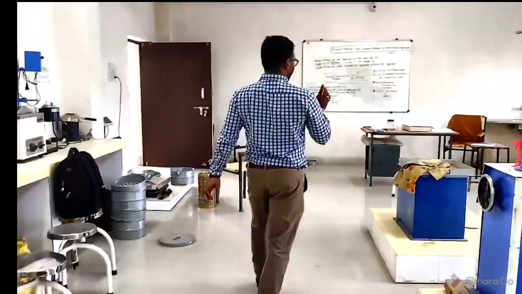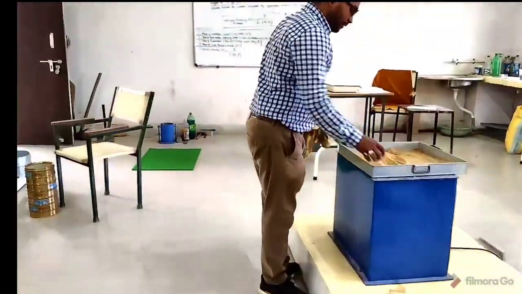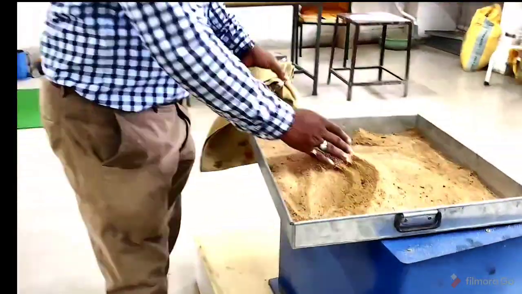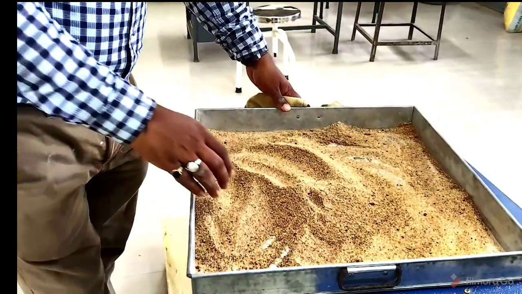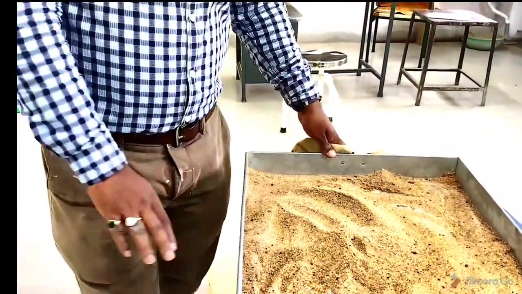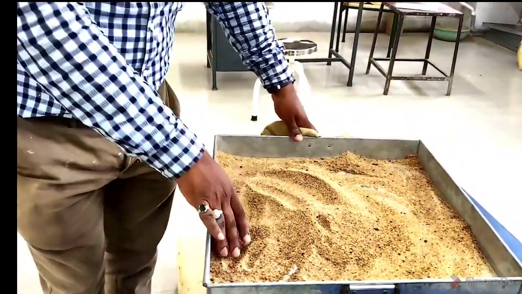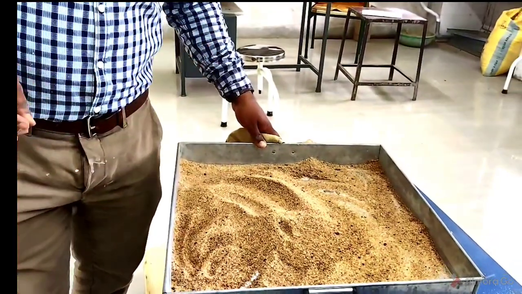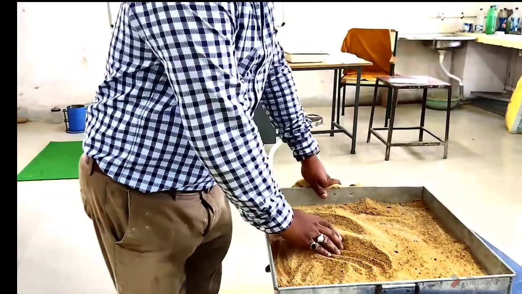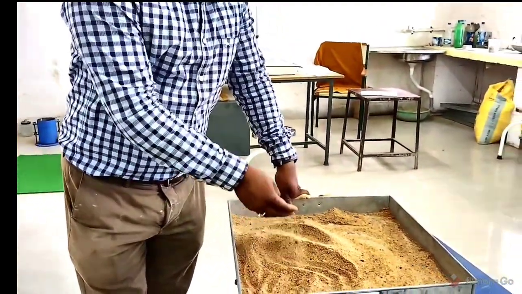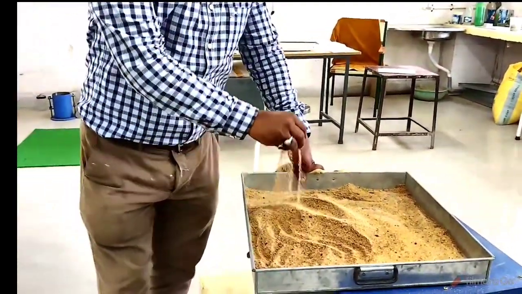So now, before that, we also need the sample in surface dry condition. This is the pre-surface dried sample of sand. It is already in a surface dry condition, so we are not going to demonstrate how to do surface dry. You can talk about it later. But this sand is already in saturated surface dry condition, meaning natural condition.